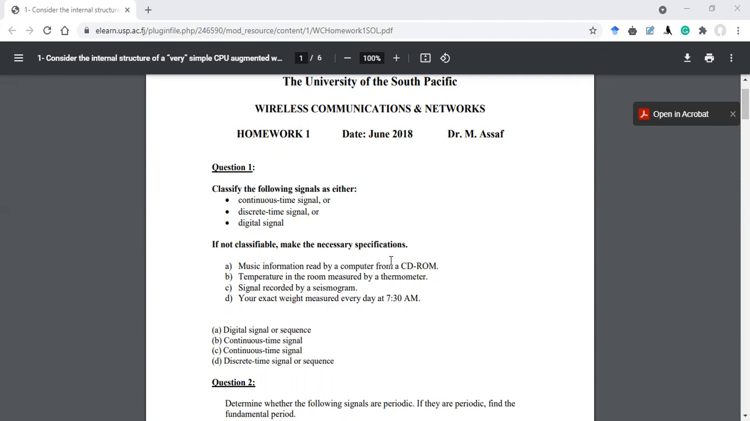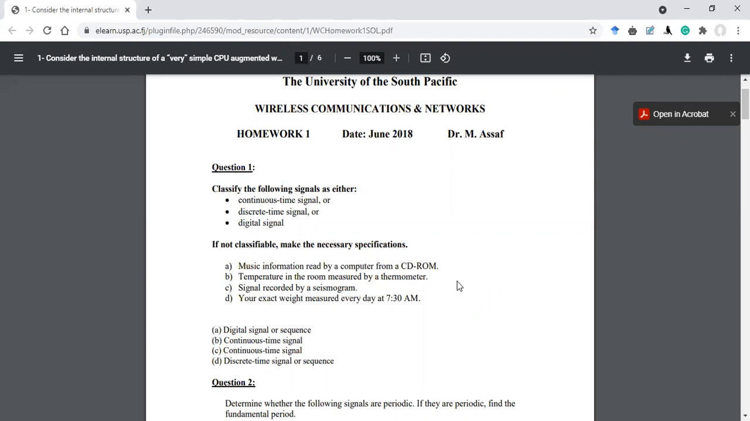You might have learned this in CS211 as well, right? Regarding the sequential reading of the CD-ROMs. B, temperature in the room measured by a thermometer, right? So temperature measured in a room using a thermometer is basically continuous, because it doesn't say that you are measuring time to time. It is just temperature in a room measured by a thermometer. So if you just leave a thermometer in a room, it will continuously measure the temperature, right?